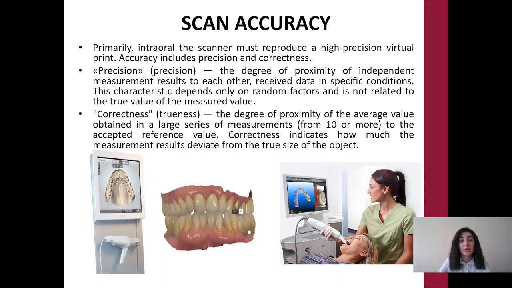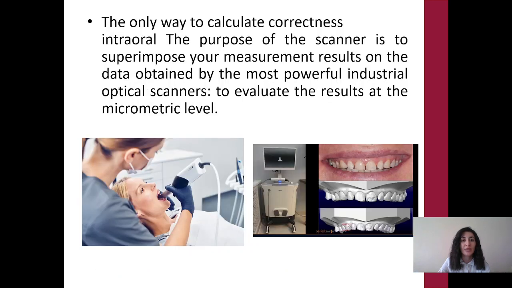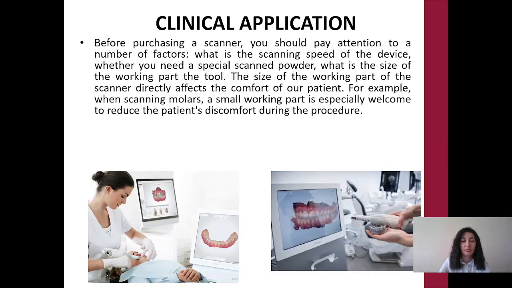Correctness is the degree of proximity of the average value obtained in a large series of measurements, from 10 or more, to the accepted reference value. Correctness indicates how much the measurement result deviates from the true size of the object. The only way to calculate correctness of an intraoral scanner is to superimpose your measurement results on the data obtained by the most powerful industrial optical scanners to evaluate the results at the micrometric level.